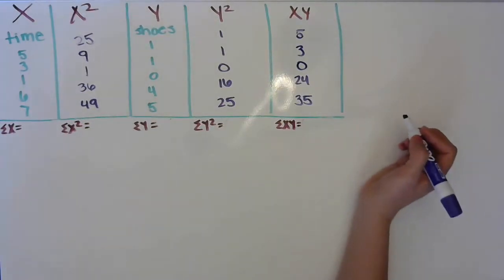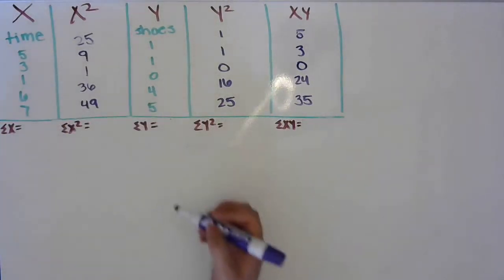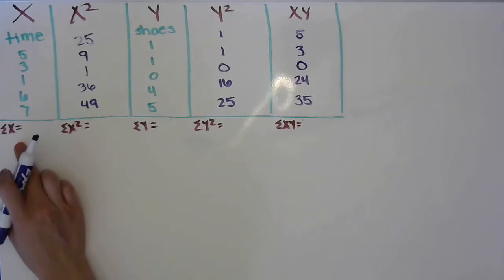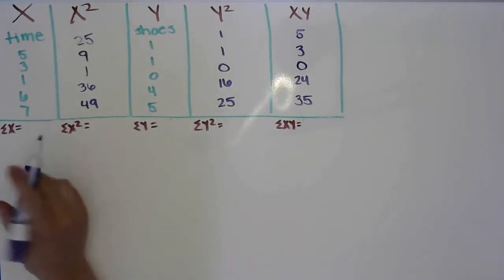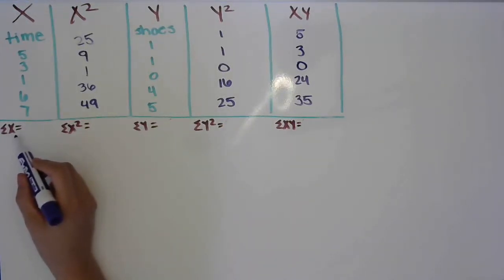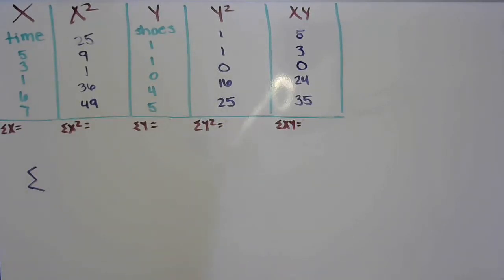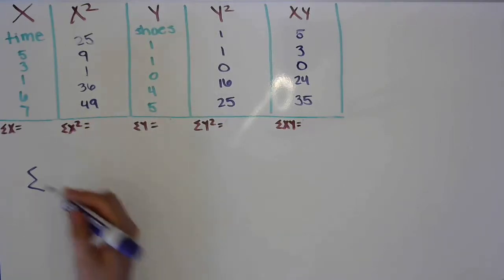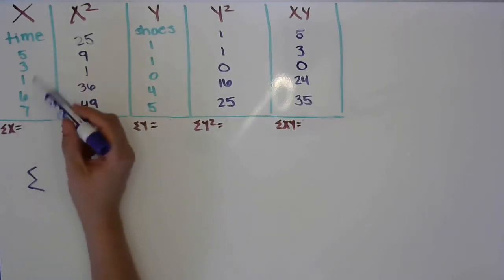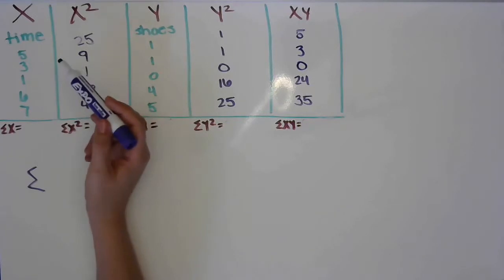Okay, now that we have all of that filled out, we can add all of these numbers up and put them into the spots below. So the sum of X for here, which this symbol, sorry, my drawing is super good, that symbol means the sum of, or to add everything up. So now that we have all of our numbers in here, we can go ahead and add those up.